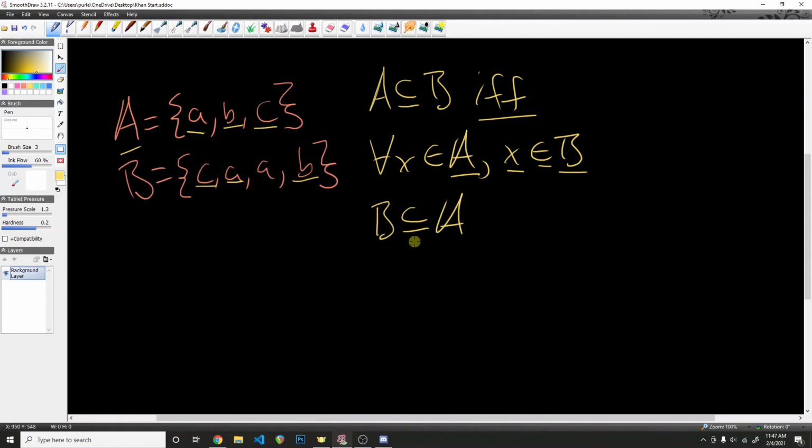But then we do the same thing to determine whether or not B is a subset of A. And again, we look at every single member of B. Is C inside of A? Yes. Is A inside of A? Yes. Is B inside of A? Yes. So yes, it is true that A is a subset of B, and it is true that B is a subset of A.